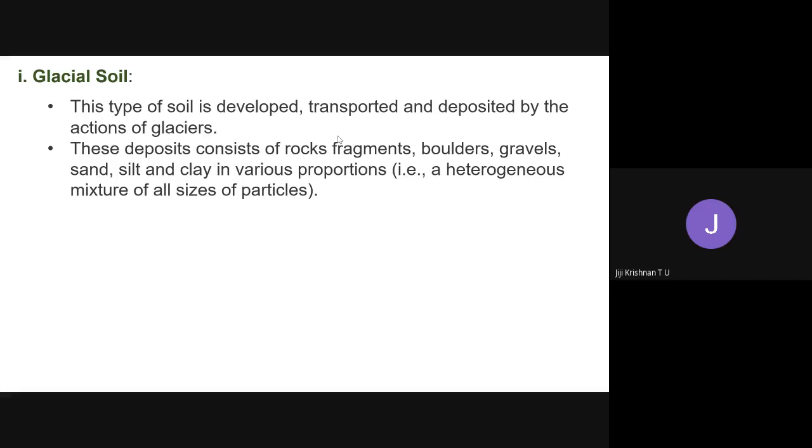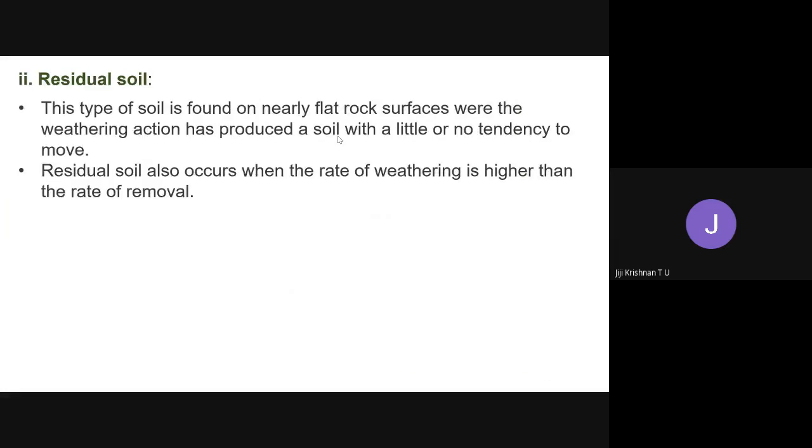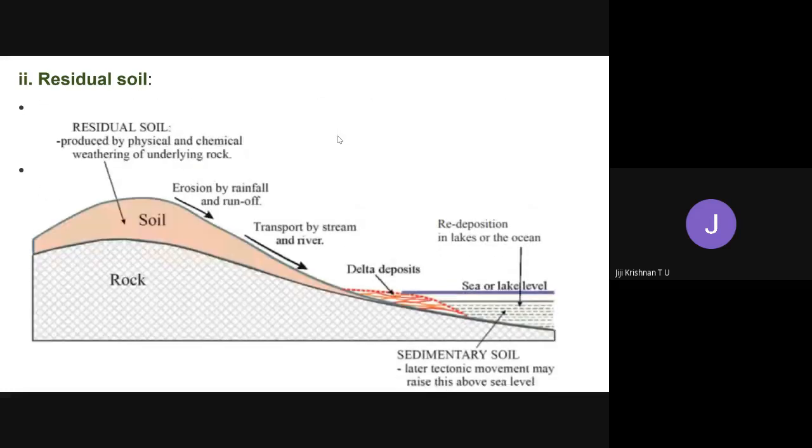The first type, according to the geological consideration, is glacial soil. This type of soil is developed, transported and deposited by the action of glaciers. These deposits consist of rock fragments, boulders, gravel, sand, silt and clay in various proportions. Moving to residual soil, this type of soil is found on nearly flat rock surfaces where the weathering action has produced a soil with little or no tendency to move. Residual soil also occurs when the rate of weathering is higher than the rate of removal.